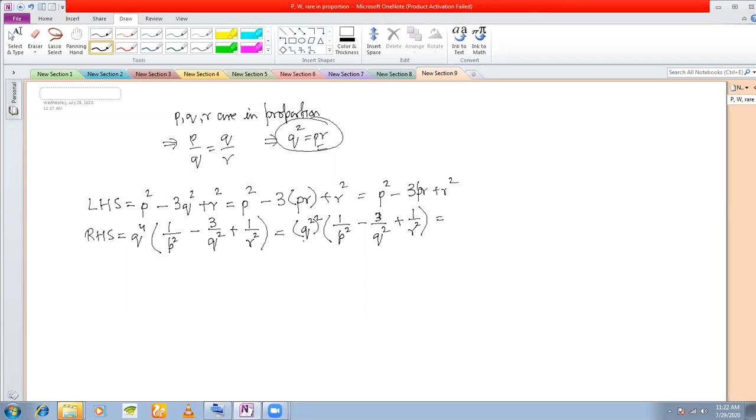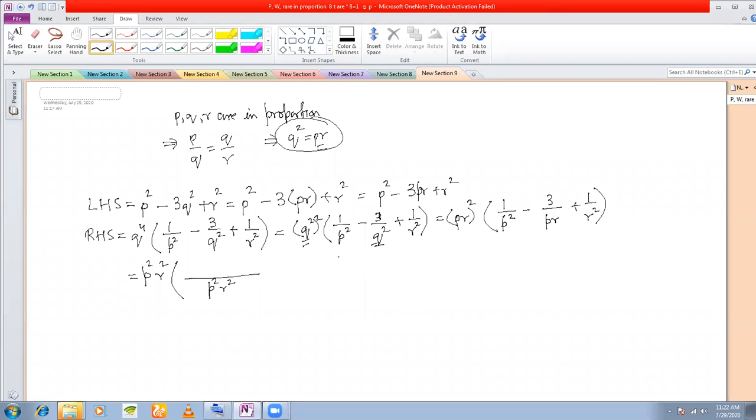So here again we have a Q square, you have a Q square here. So you can substitute PR. 1 by P square minus 3 by, again Q square is equal to PR, plus 1 by R square. Now you take the LCM. Here P square R square will be the LCM.